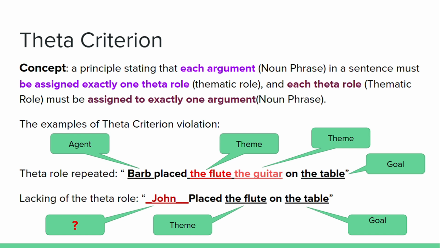Let's look at the second example. John placed the flute on the table. Here, the subject John as a noun isn't assigned any theta role, so it's also a violation of the Theta Criterion principle.